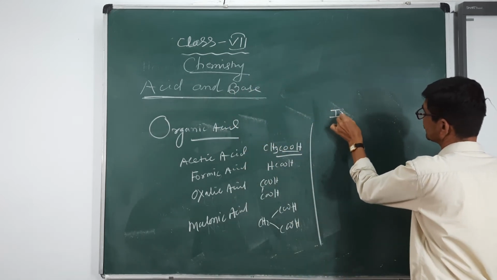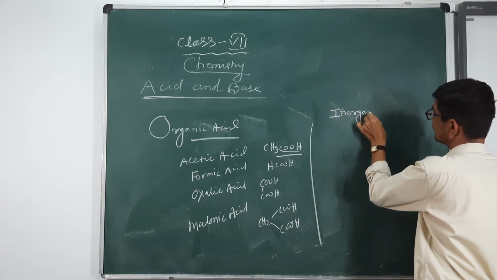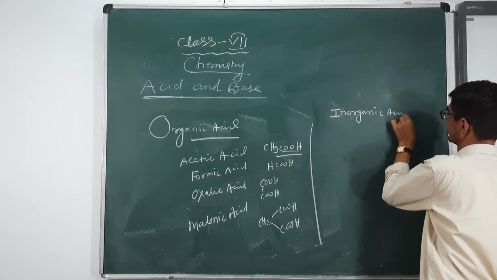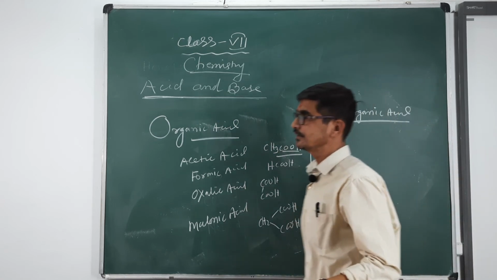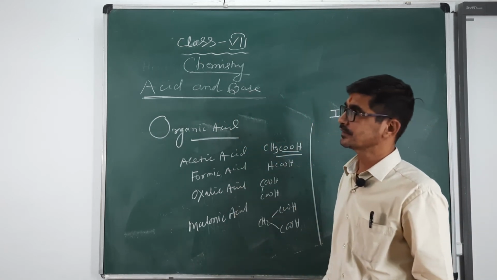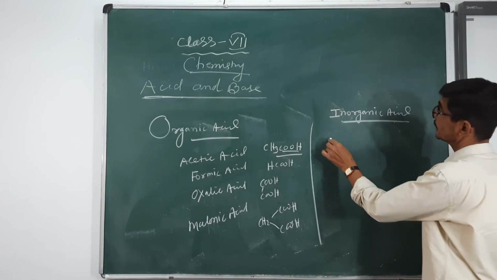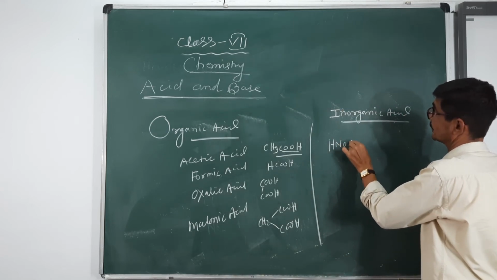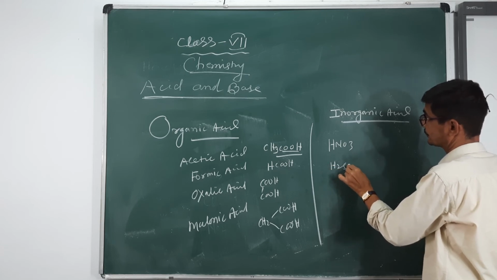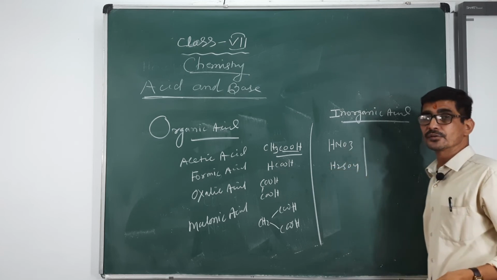Now inorganic acid. Inorganic acid is obtained from the earth's crust. It is also known as mineral acid. Nitric acid and sulfuric acid are called inorganic acids.